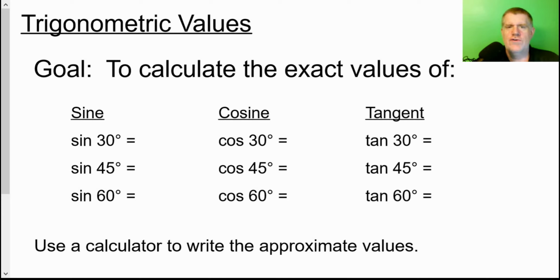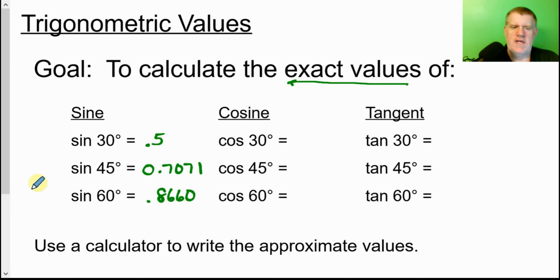Your ticket out the door is going to be a 10-question test. I'm going to ask you to know what these nine values are. And I want you to know the exact value. I can plug this in the calculator. If I plug this in the calculator, I get 0.5. If I plug this in the calculator, I get this answer. If I plug this in the calculator, I get this.